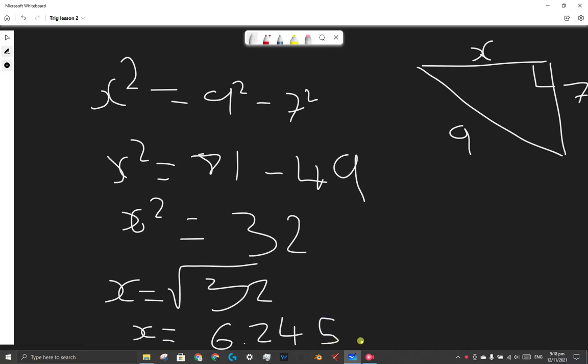What? Is that the same answer as the previous one? Yeah, I think it's the same answer. What a coincidence. I just made this one up by myself, and it ended up having the same answer. So that's it basically. If you got 6.245, then well done.